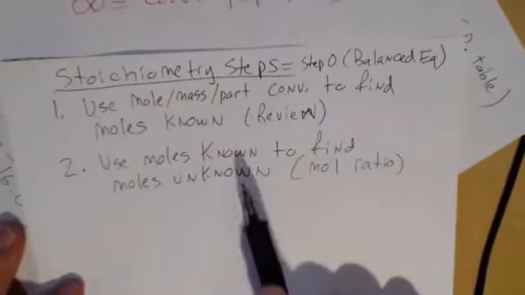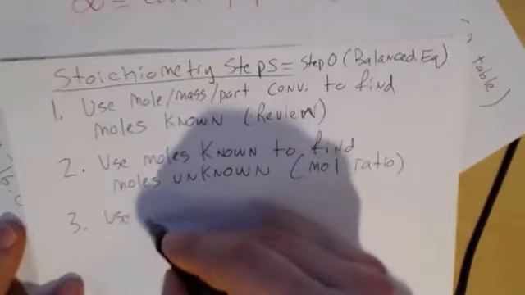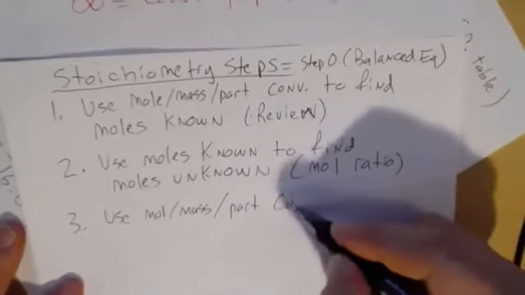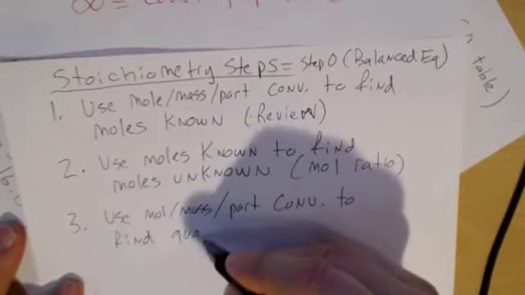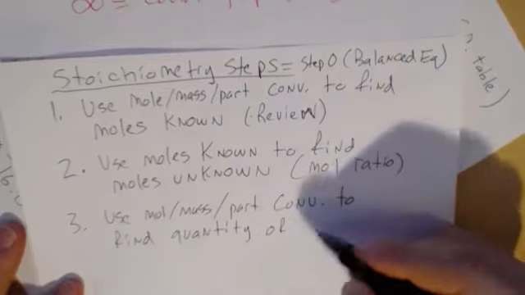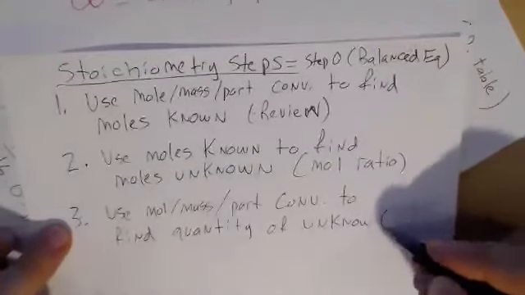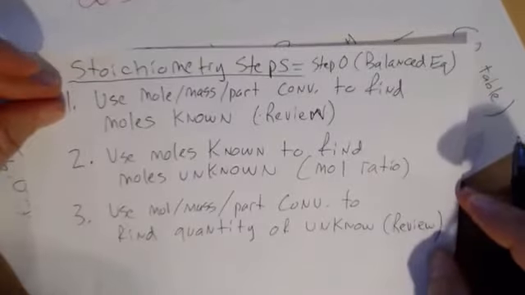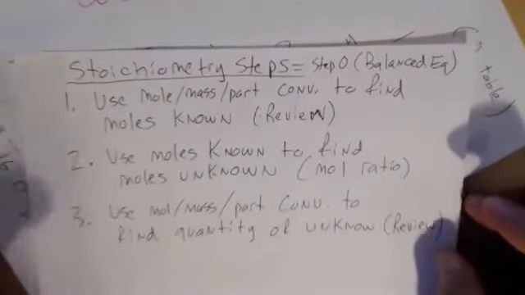And then finally, once you have moles of the unknown, use mole-mass-particle conversions to find the quantity of the unknown. And this third step is also review. We did this earlier, going between particles of methane. We did this part earlier, going backwards, particles of methane. But this is the new thing.